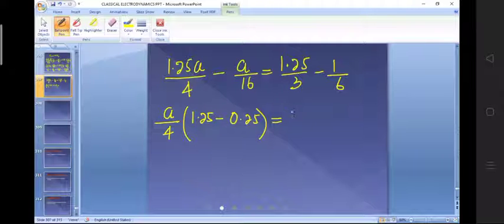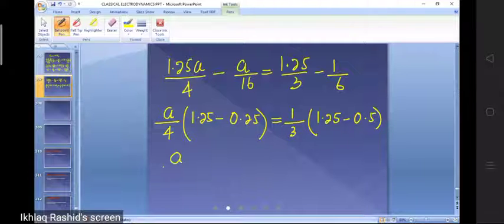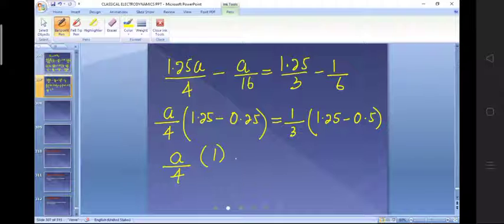Or I can write like this. I will write out here 1 by 3. Then here it is what? 1.25 minus 1 by 2. 1 by 2 is in turn equal to 0.5. Okay. तो यहाँ मैं क्या लिखूंगा बेटा? So here it will be A divided by 4, and here it is 1.25 minus 0.25. That's obviously equal to 1, isn't it? And here this is equal to 1 by 3. Then 1.25 minus 0.5 will be equal to 0.75. Okay, 0.75.